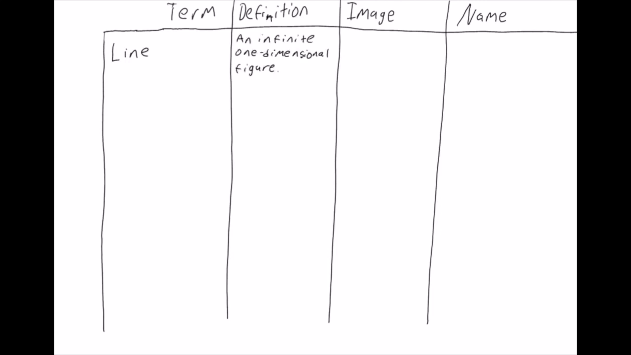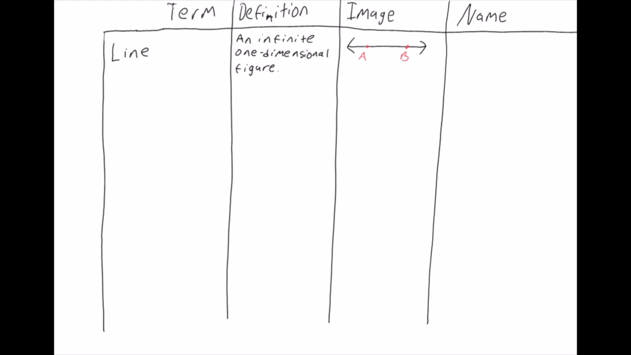The definition of a line is an infinite one-dimensional figure. One-dimensional means it only has 2 directions, left and right. So we have a line here, and we have points A and B on the line. And notice the arrows mean that it goes on forever.